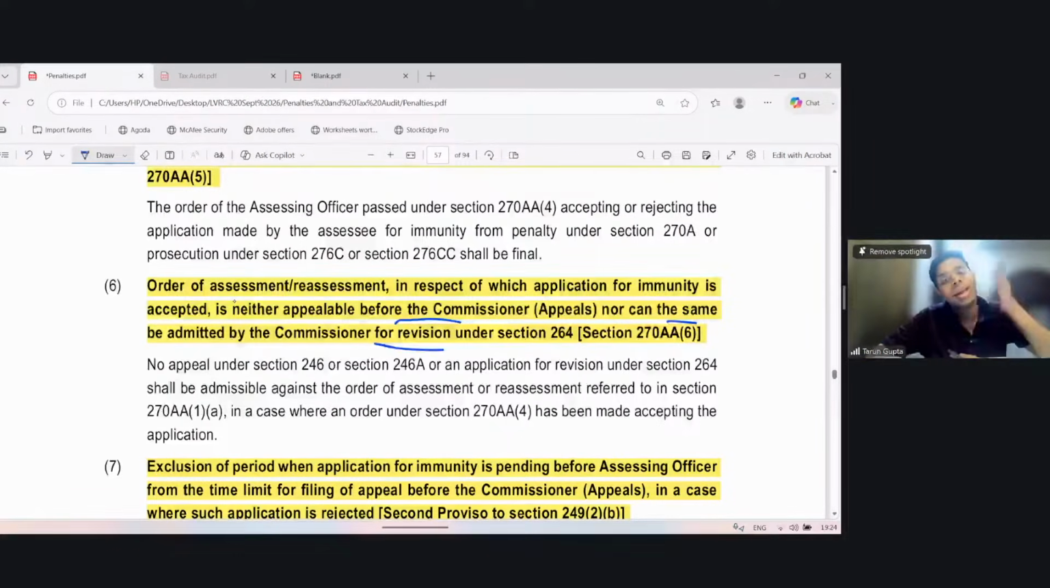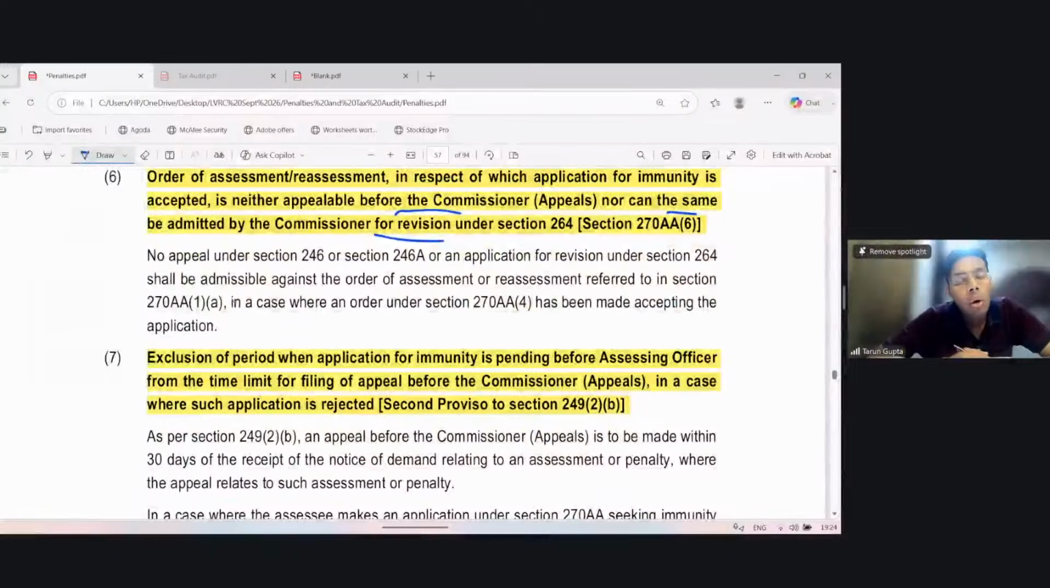Okay, we discussed it. Either you go for 270AA or you go for the appeal route. Both you cannot take. How is it ensured? The law itself says that the assessee has to forego the right to appeal, and then also the AO can pass the order of immunity only once the right to appeal has expired.